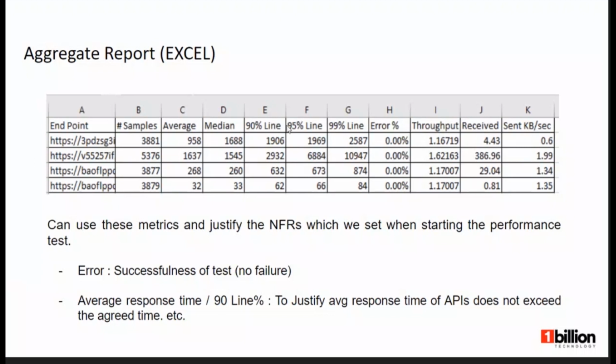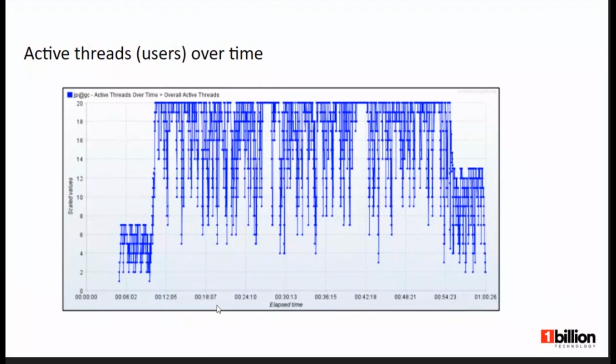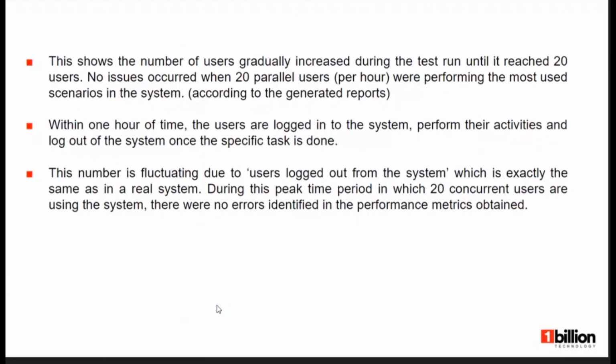I can mention the main metrics that we used in our project to justify our points. They are error and average response time, or else you can get the 90th line percentage also. These are the columns that we generate in our aggregate report, and also this is the active threads over time graph. With the help of these reports and graphs, you have to justify your results to the customer, to say that you have enhanced the performance according to their need.